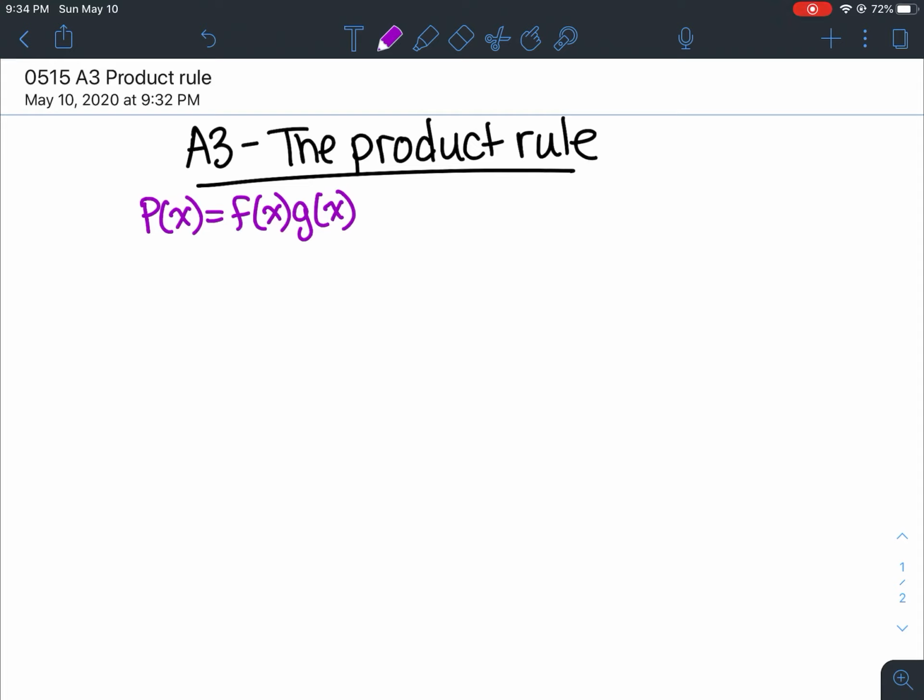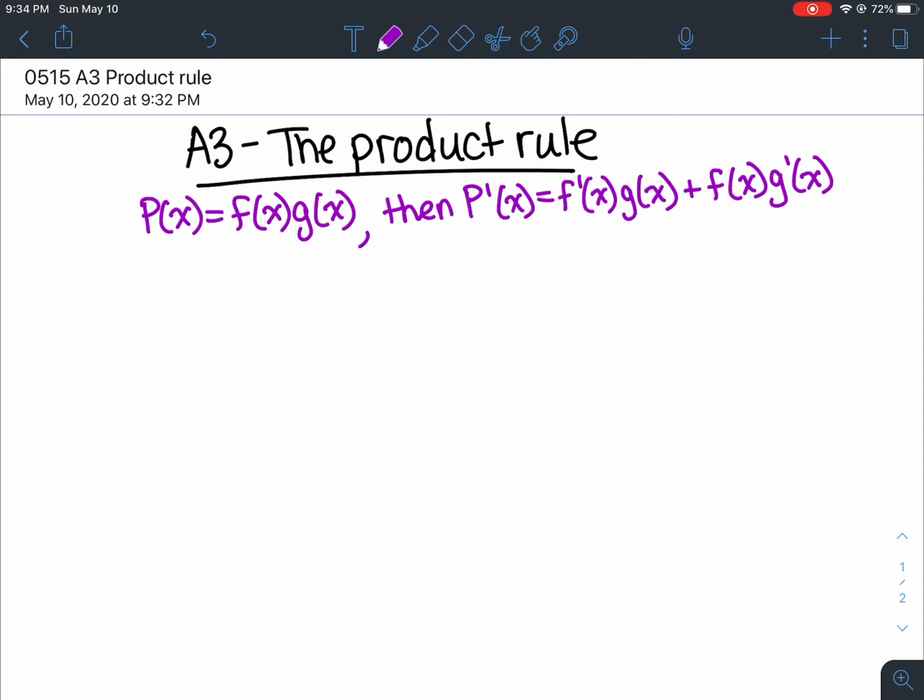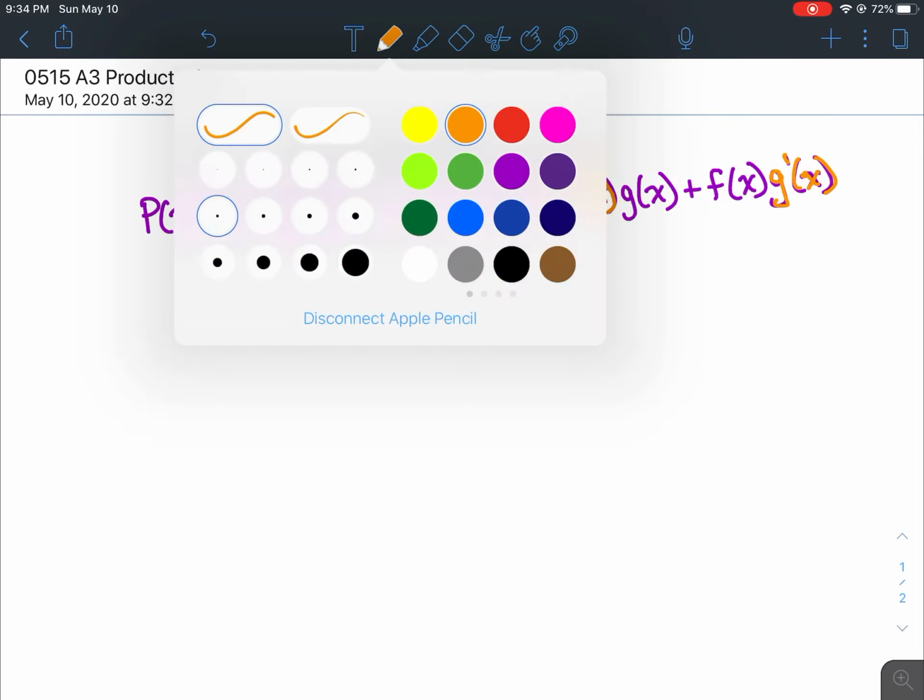It turns out that the derivative is actually, you can take the derivative of the first times the second plus the first function times the derivative of the second function. So that's what the product rule is. So you're taking the derivative of the first function and then multiplying it by the second function, and then you're just taking the first function and multiplying it by the derivative of the second function. So that is the actual product rule.